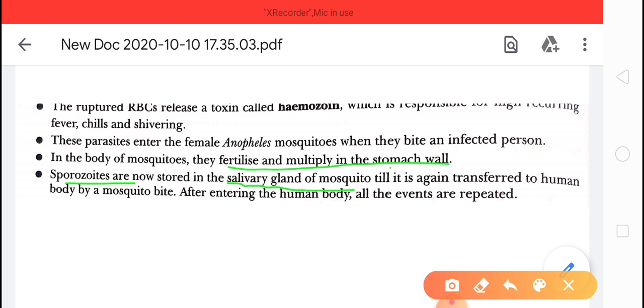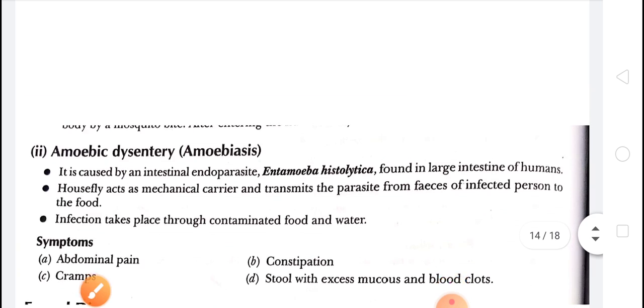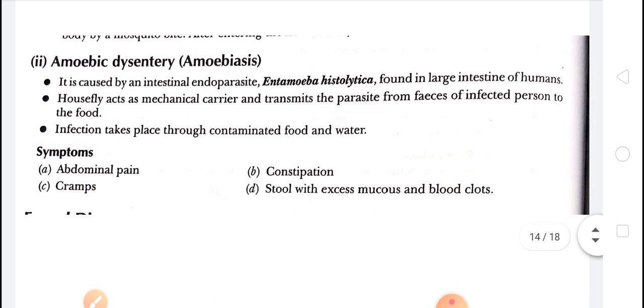Now this mosquito that has a Plasmodium completes its life cycle in human and mosquito. Now if this mosquito bites any healthy person, it releases the sporozoites, and they cause malaria. So this is the life cycle that we have discussed. Okay, this is about Plasmodium.